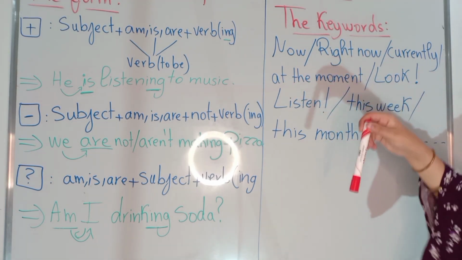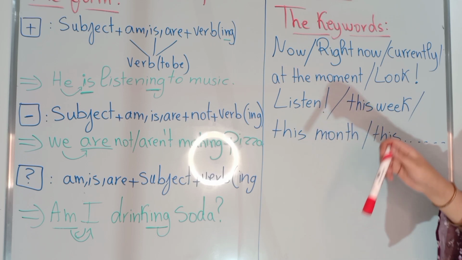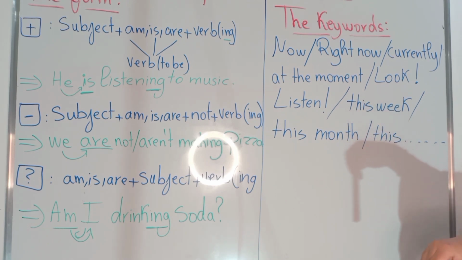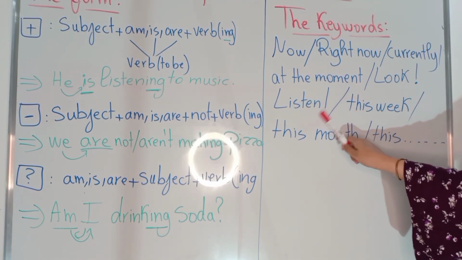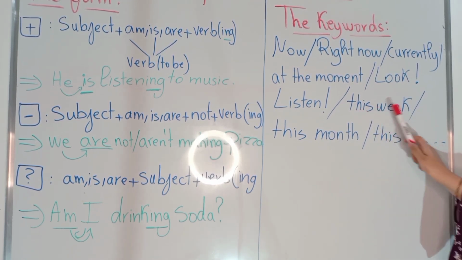Also, we have at the moment, now, at the moment of speaking, okay? At the moment, I'm reading a book. At the moment, I'm riding a bike. At the moment, I'm drawing a cat. At the moment, I'm listening to music. We have look. So you're talking to the other person and you're asking him to look. Hey, look, I'm doing something. Hey, look, I'm dancing. Hey, look, I'm brushing my hair. Also, we have listen. Hey, listen.